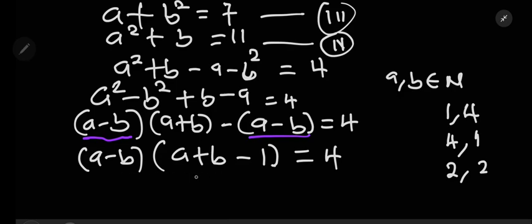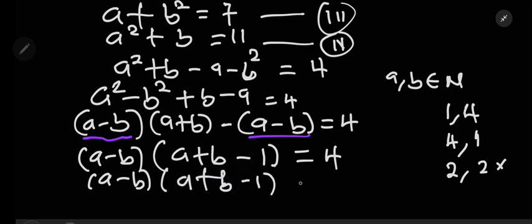But when you look at the factors we have here, they are not equal. So meaning that you cannot make use of what? 2 times 2. You can either make use of 1 times 4 or 4 times 1. And of course, a plus b minus 1 is greater than a minus b. So meaning that (a minus b)(a plus b minus 1) can be written as 1 times 4.